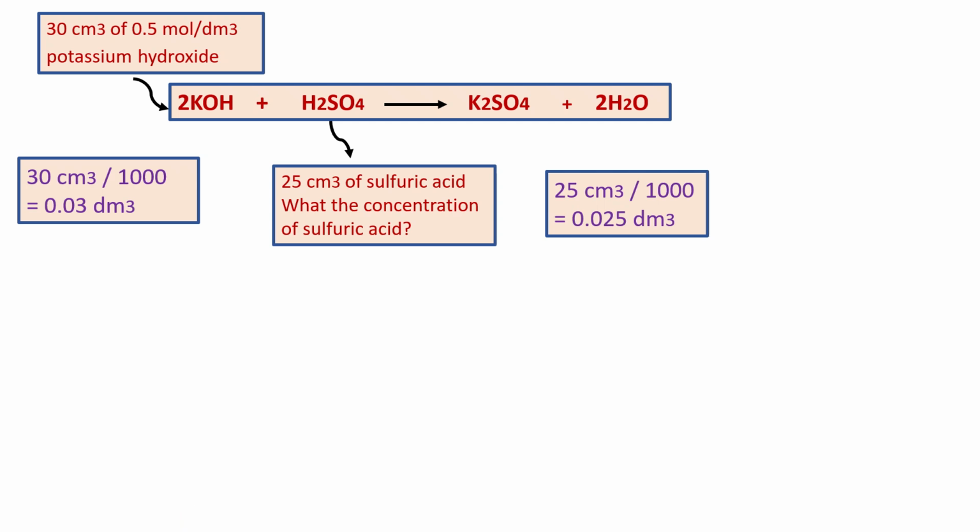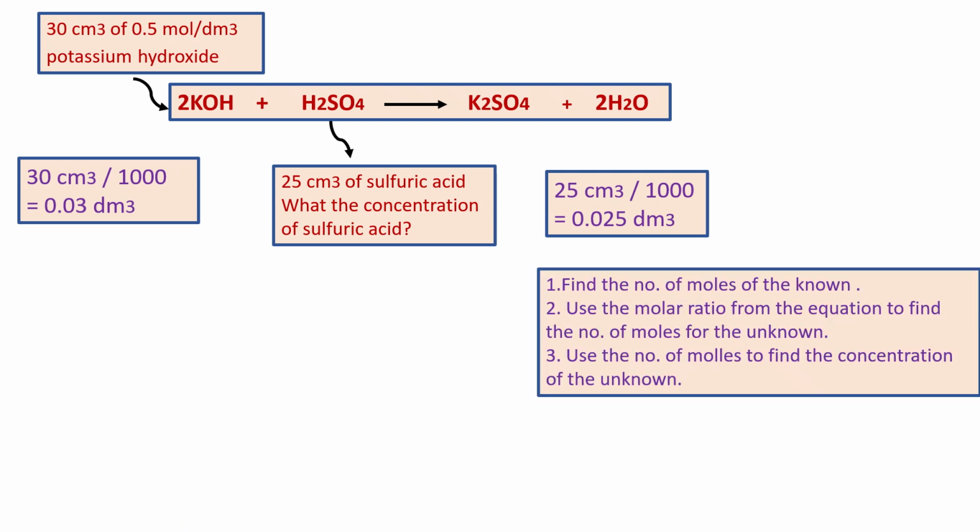Then we are going to find the number of moles of the known potassium hydroxide. Then use the molar ratio to find the number of moles of sulfuric acid. Then use the number of moles and the volume to find the concentration of the unknown, which is sulfuric acid.